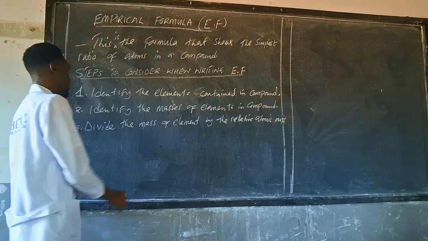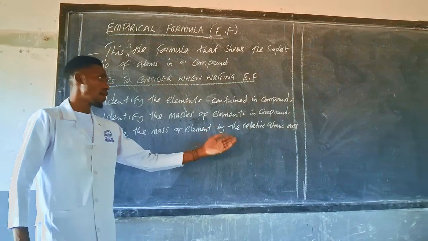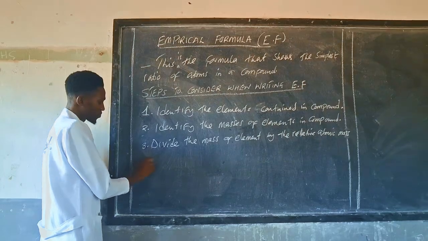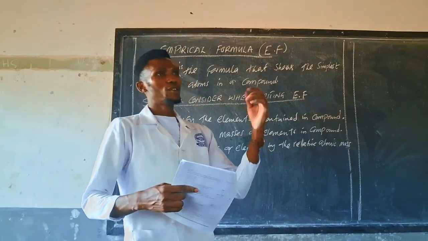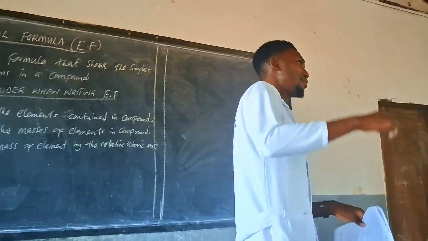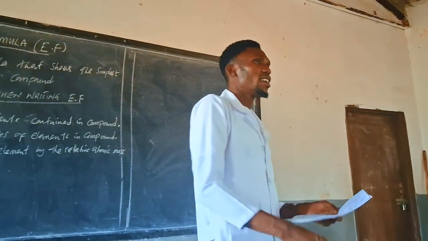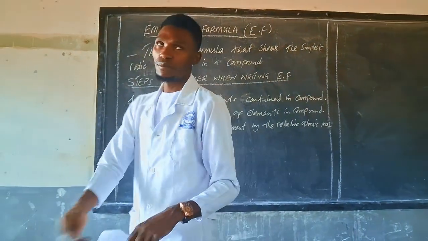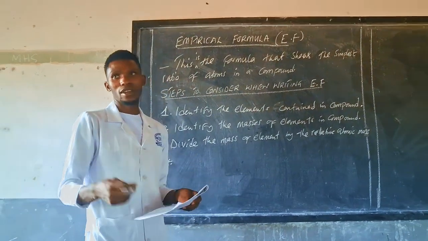So that is the third step. You should divide the masses of an element by the relative atomic mass. Then the fourth is that after you divide, you should divide by the simplest or the smallest value. The value which is small, we should divide it throughout. So fourth, we are saying divide the answers by the smallest value.